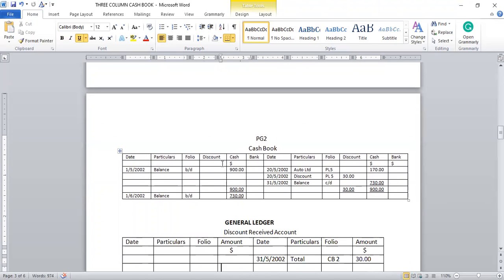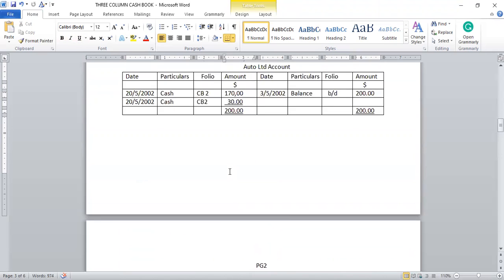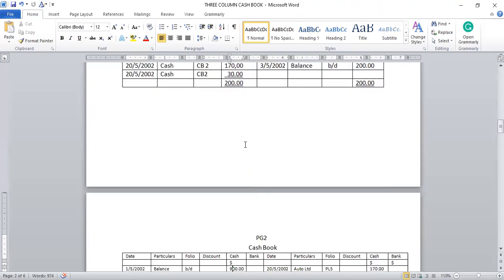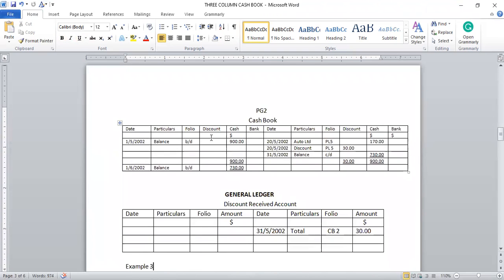First, the cash book balance. 1st May 2002, the date, the particulars balance, folio B/D, the balance brought down $900. This is the $900 of the cash, the opening balance. So that's the balance of the cash. So we have the balance of 900.